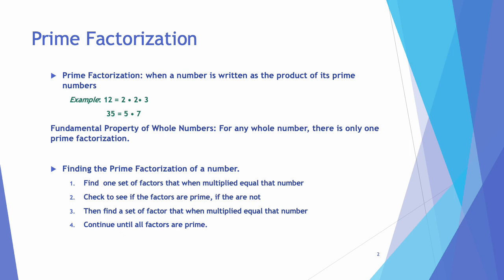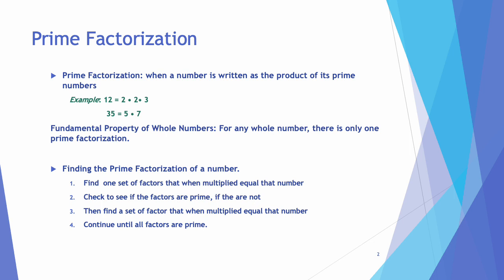For example, 12 written as the product of its prime numbers is 2 times 2 times 3. And 35 written as the product of its prime numbers is 5 times 7. And the prime factorization leads us to the fundamental property of whole numbers that states that for any whole number, there is only one prime factorization.